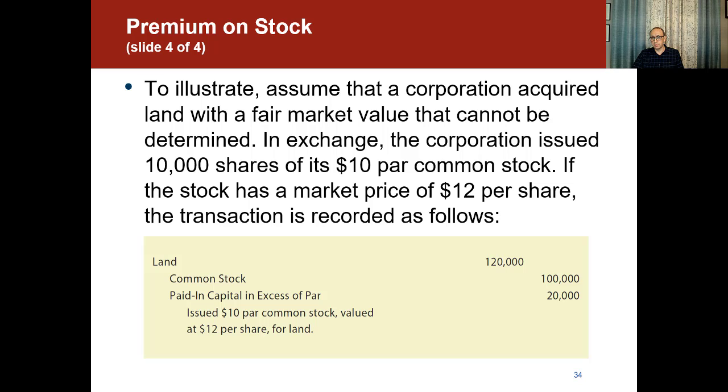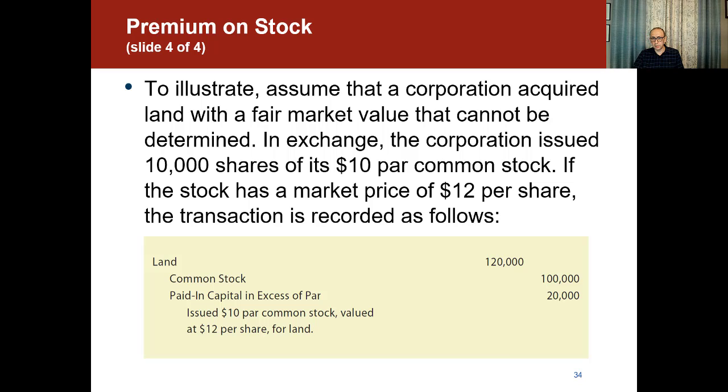We cannot determine the price of the land or the value of the land. So what we've done is that we are going to use the value of the shares that we are giving back to the investor in exchange for the land. So in this case, even though the par value is $10, the market price of these shares is $12. So we have to multiply the market price of the stock by the number of shares that has been given in exchange of the land.